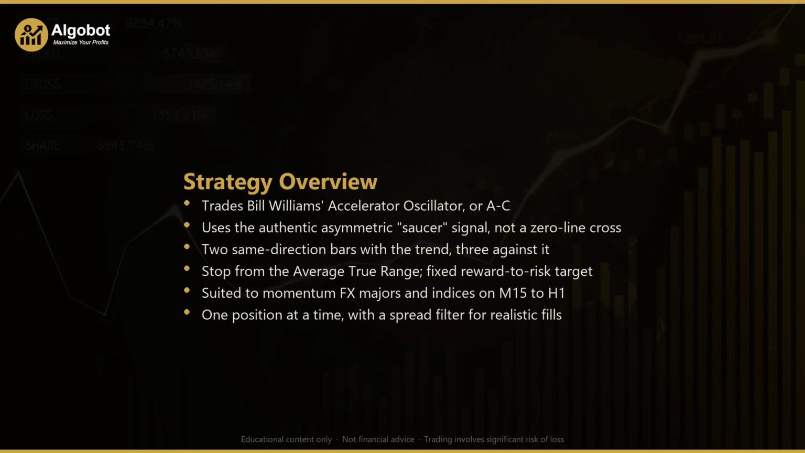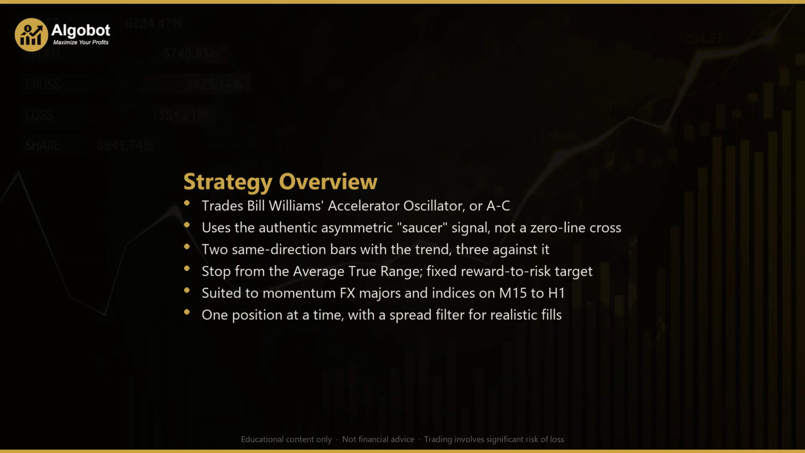At its heart sits the Accelerator Oscillator, a tool designed by Bill Williams. To understand it, we start one step earlier with the Awesome Oscillator. The Awesome Oscillator measures momentum by comparing a fast average of the median price to a slow average of the median price, where the median is simply the high plus the low divided by 2. The accelerator then takes that momentum reading and subtracts its own recent average. In plain terms, the Awesome Oscillator tells you how fast price is moving, and the accelerator tells you whether that movement is speeding up or slowing down. Because it measures acceleration rather than speed, it tends to turn before momentum itself turns.